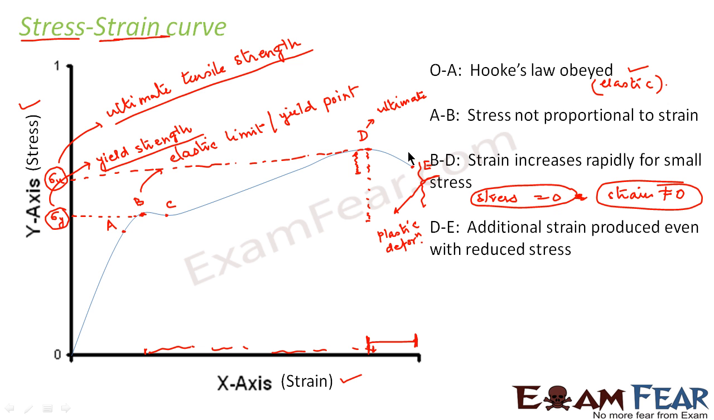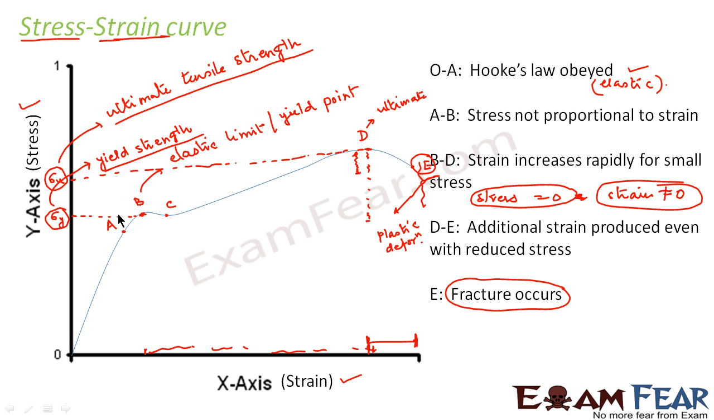So finally what happens after this? Finally at point E, fracture occurs. What do you mean by fracture occurs? Fracture means that the body breaks down. So now I hope you got an understanding of how you will get this curve. Let us understand it once again.